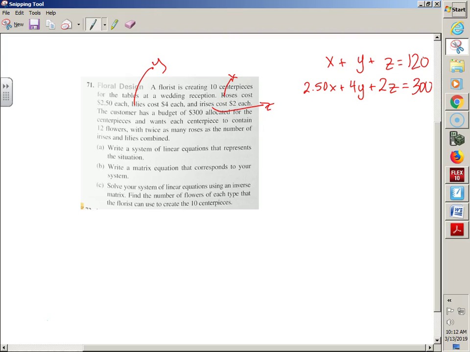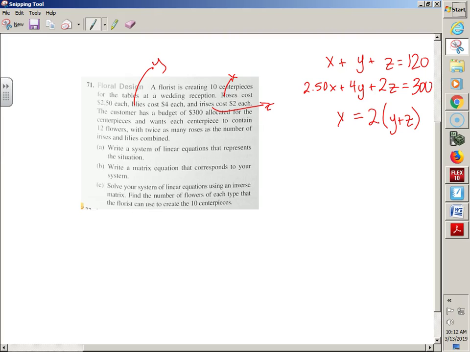Because we have 3 variables, this isn't enough. We need one more. Oh, twice as many roses as the number of irises and lilies combined. Does that make sense? The number of roses is twice as many as irises and lilies combined. Does that make sense?